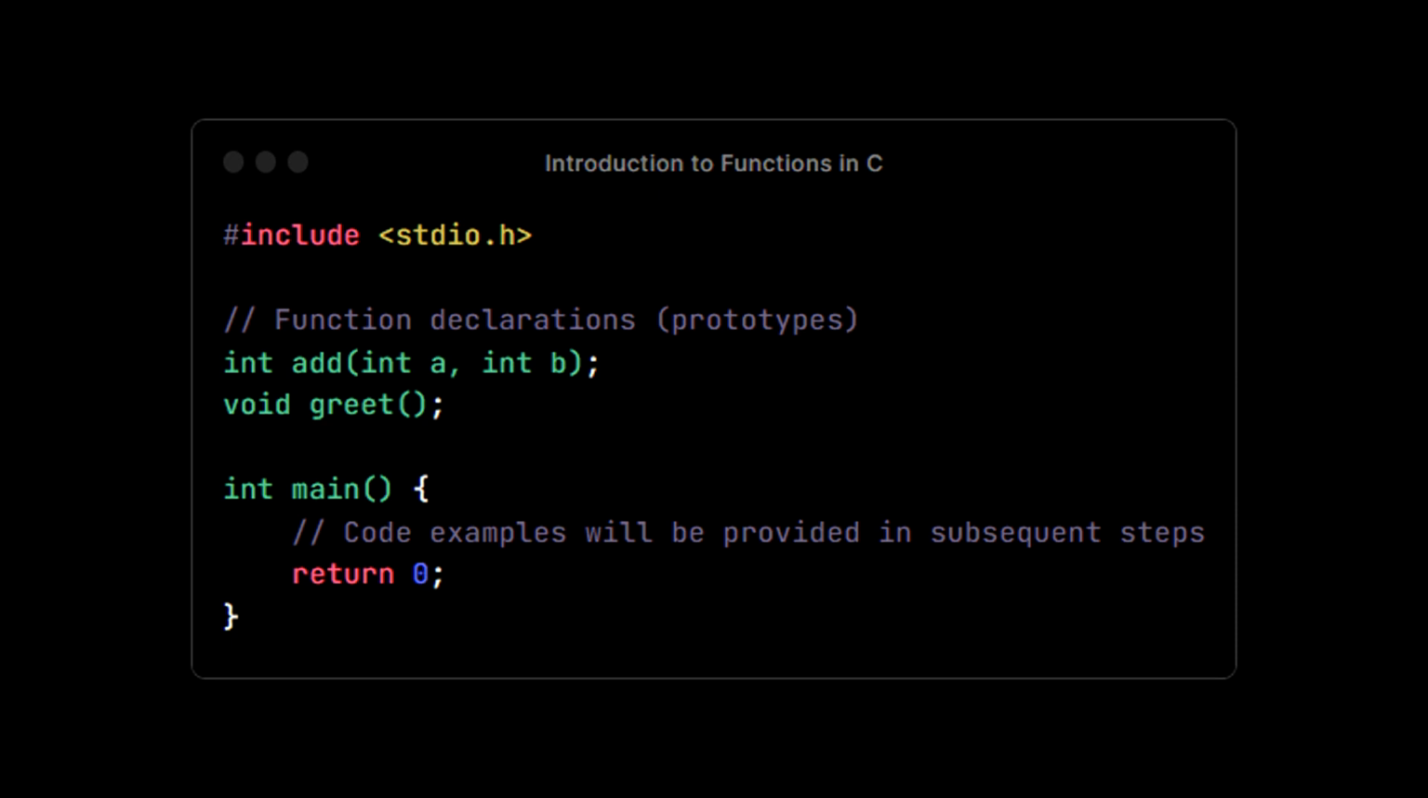Introduction to functions in C. Functions in C are blocks of code that can be called to perform a specific task. They help in organizing code, improving reusability, and making programs more modular. In this tutorial, we'll explore how to define and use functions in C.